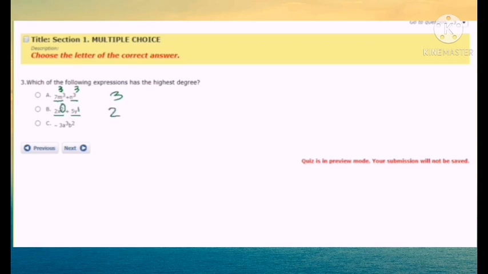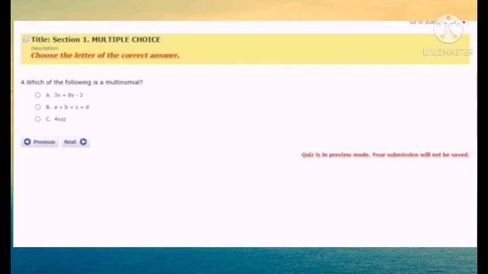And then letter C, we have a monomial here, so we are going to add the exponents of the variables. So we have 3 plus 2, that is equal to 5. So meaning the one with the highest degree is letter C, because its degree is 5.